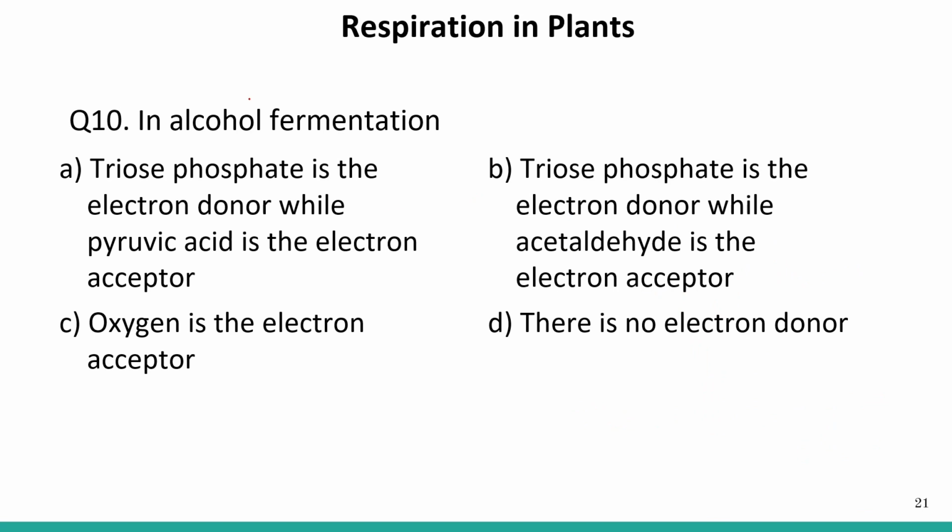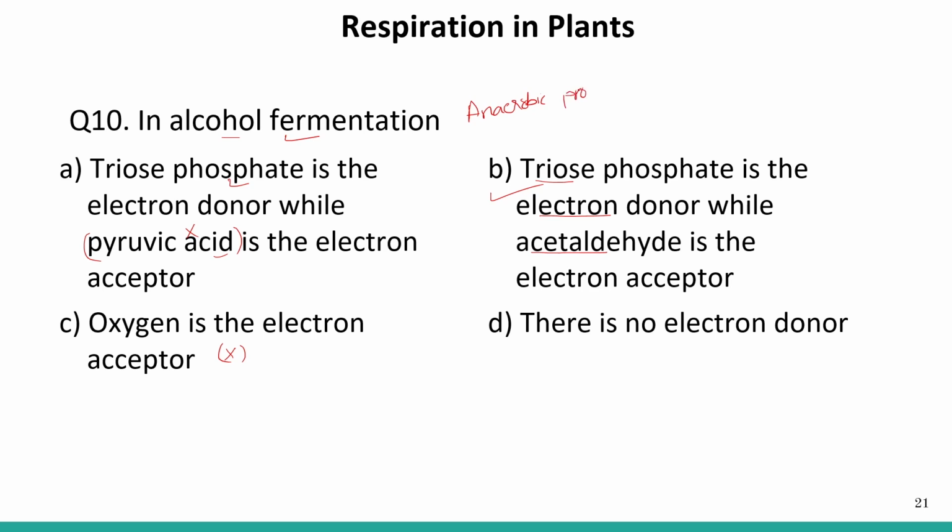Alright. The next question is, in alcoholic fermentation, what happens? Triose phosphate is the electron donor, while pyruvic acid is the electron acceptor. This is not true. Pyruvic acid is not the electron acceptor. It is acetaldehyde. Next option is triose phosphate is the electron donor, while acetaldehyde is the electron acceptor. So this is true. Now next option is oxygen is the electron acceptor. This is not true. Oxygen is not involved during alcoholic fermentation because it is an anaerobic process.